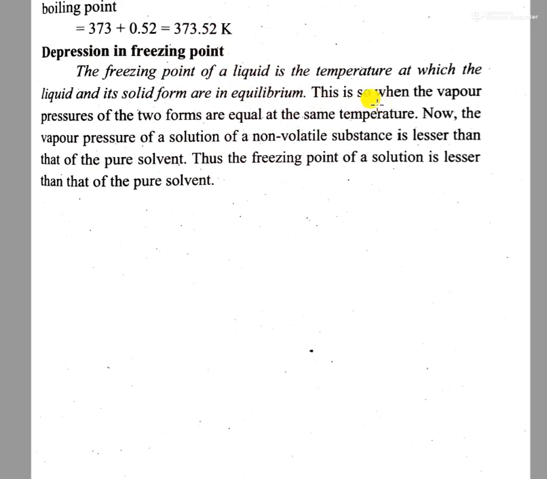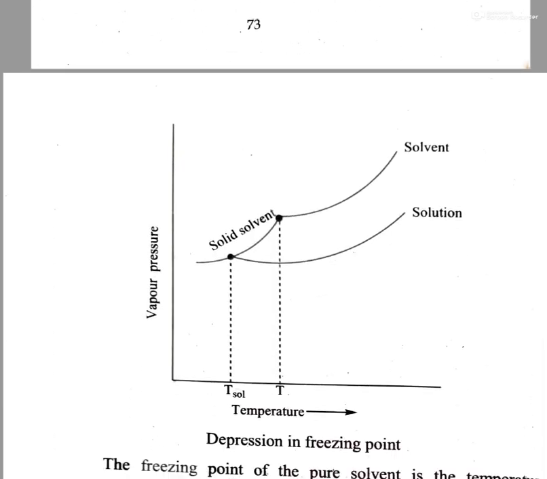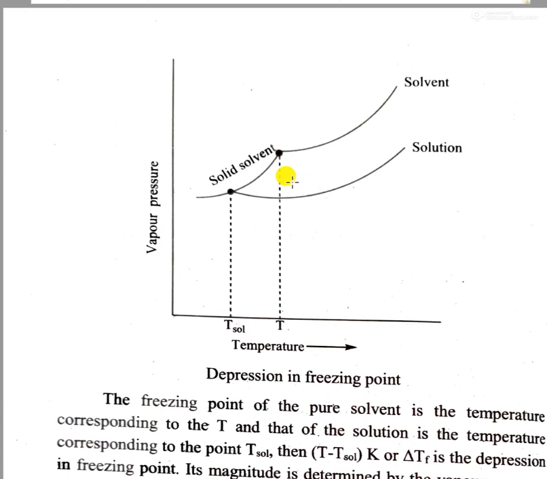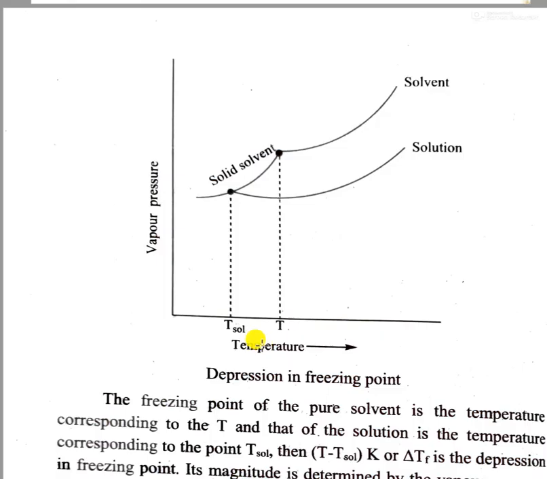That is, when the vapor pressures of the two forms are equal at the same temperature. So the vapor pressure of the solid form and the liquid form will become equal. That is the freezing point. This is graphically represented like this. Here you can take the plot of vapor pressure versus temperature.